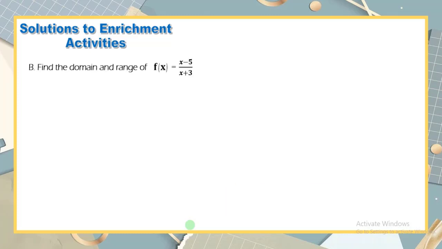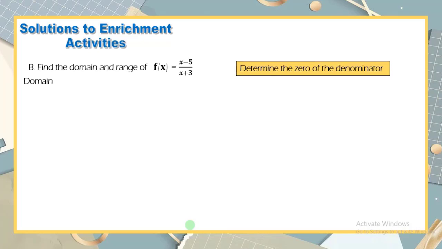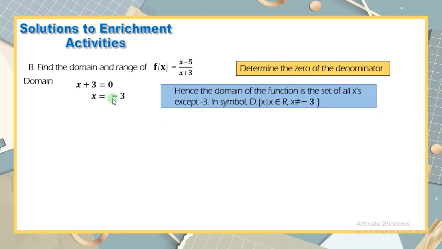Okay, letter B. Find the domain and range of f of x equals (x minus 5) divided by (x plus 3). So for our domain, again, determine the zero of our denominator. So equate x plus 3 equals 0. Then solving for x, x is equal to negative 3. Hence the domain of the function is the set of all x except negative 3.